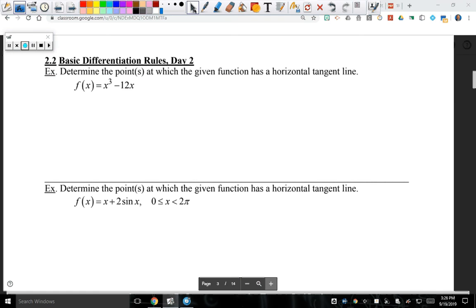So what I'm going to do is, you tell me, determine the points, there's that important word again, at which the given function has a horizontal tangent line.